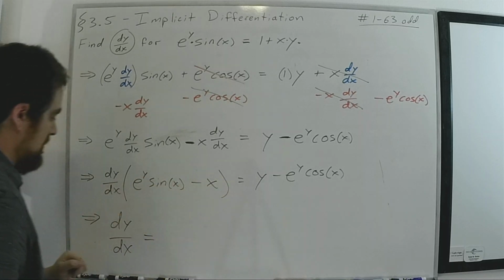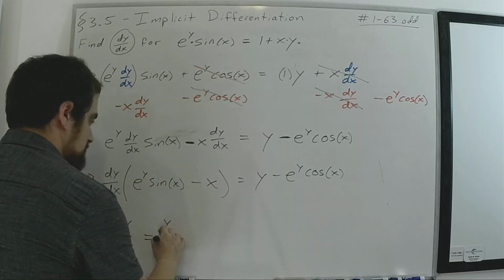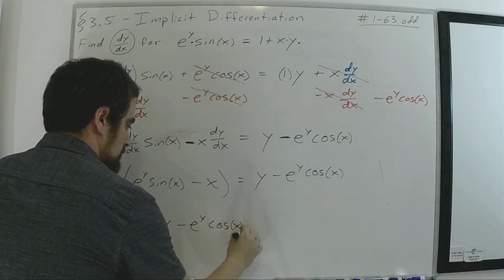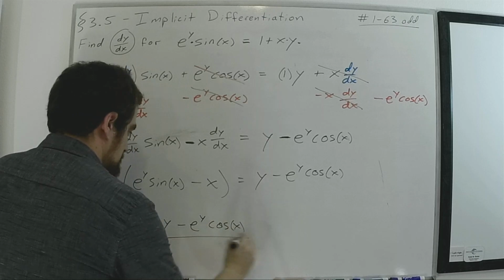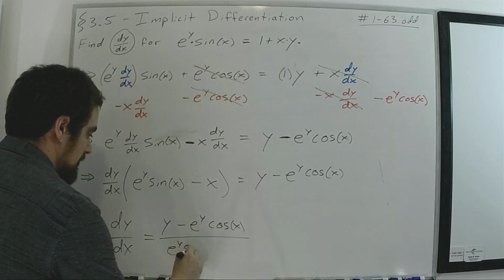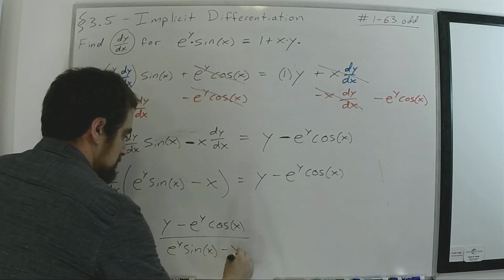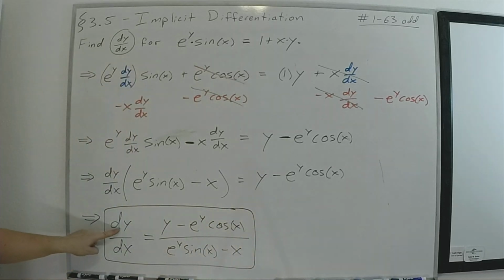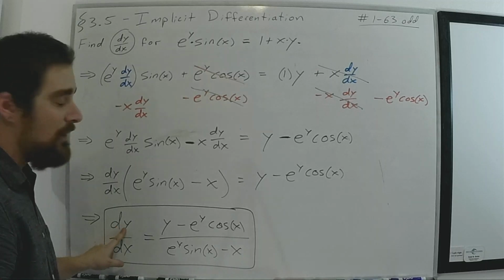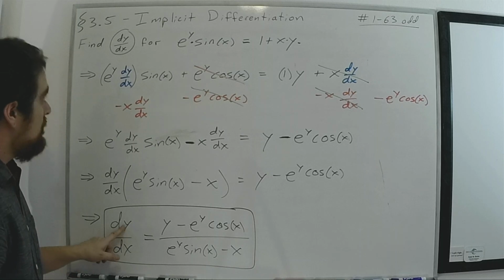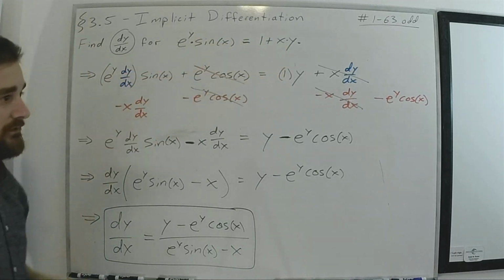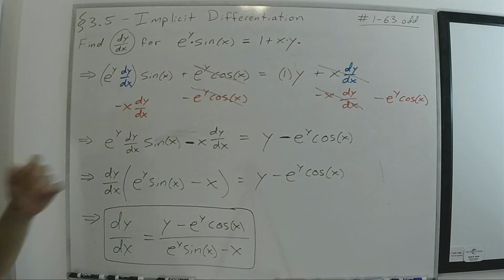Picture that division, it cancels out. And then I have on the right-hand side y minus e to the y cosine x divided by e to the y sine x minus x. And that is the derivative of y. This is the derivative of that function that I have no idea what that function is. I never ever knew what y was. It's some function that's defined by x. I never knew what it was.